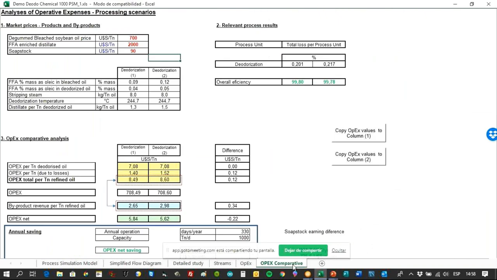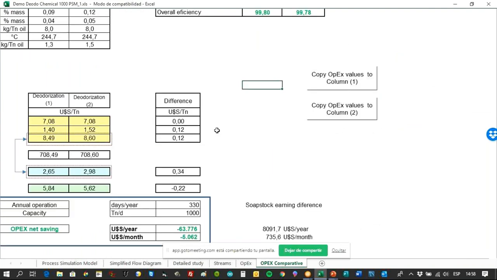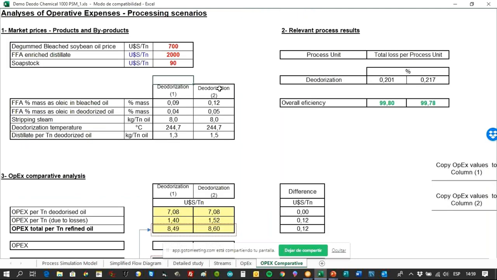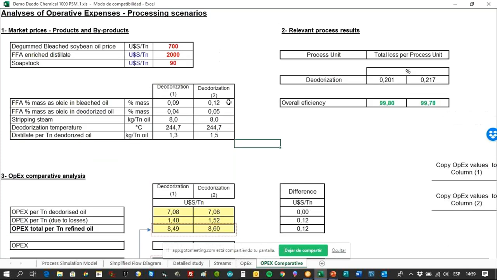I'm going to zoom in here. Here we have the different compositions of simulation run 1 and simulation run 2, when we had 0.09% FFA and 0.12% that we have now FFA in the bleached oil. In our cases, we are below or at the same target of our free fatty acid content related to the quality specification. Okay, and in this case, we are getting a much higher distillate from the deodorizer. And this is quite expectable, since we are removing a bit more free fatty acid from the oil entering into the deodorizer.